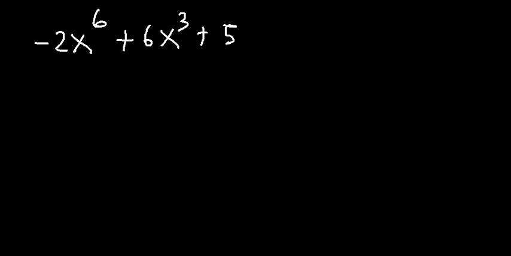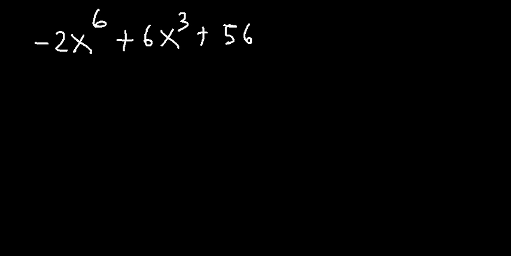Let's try this one. Actually, wait, hold on. Negative 2x to the 6 plus 6x cubed plus 56.